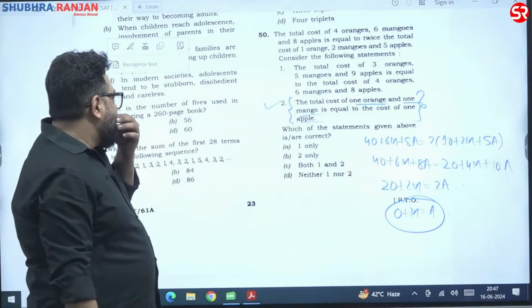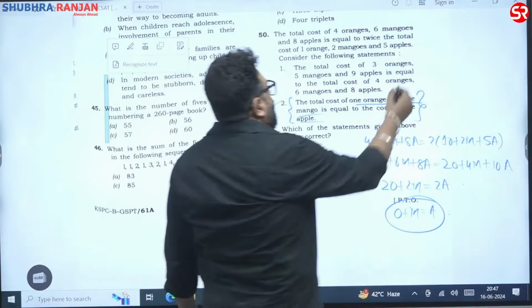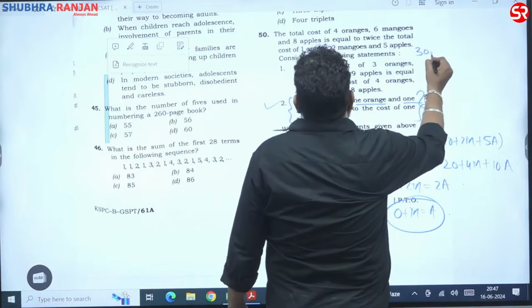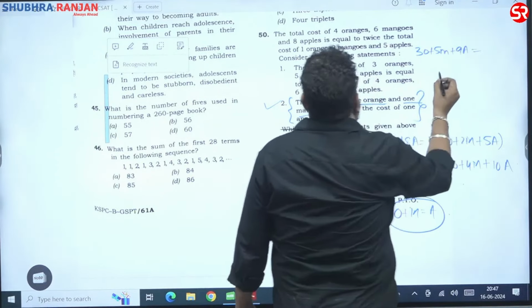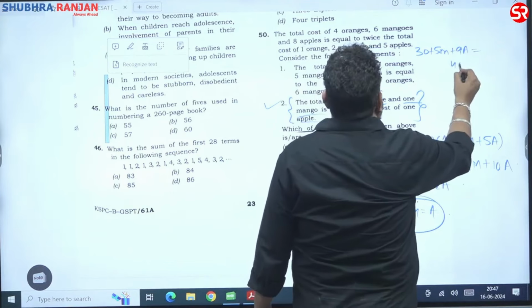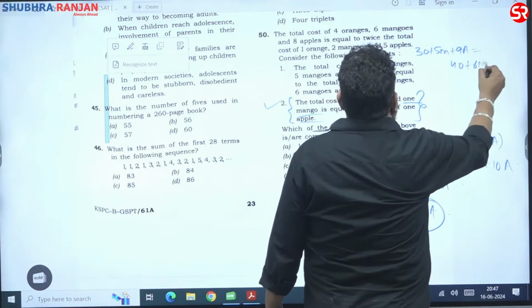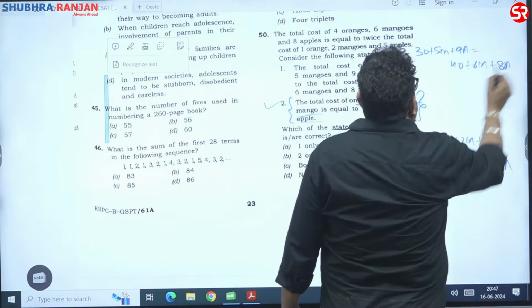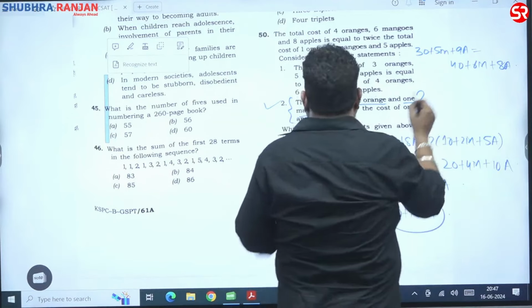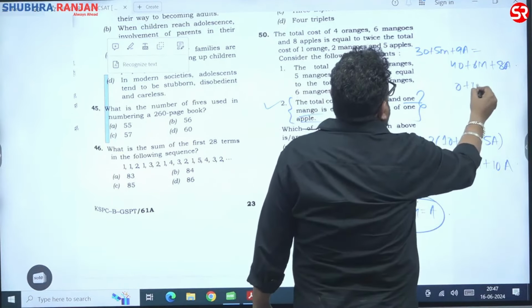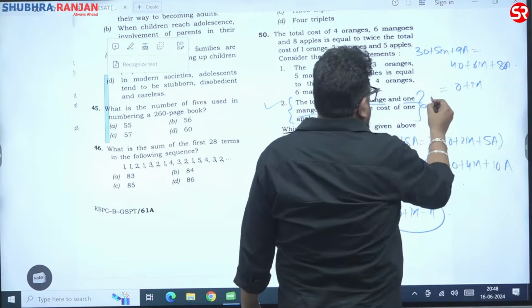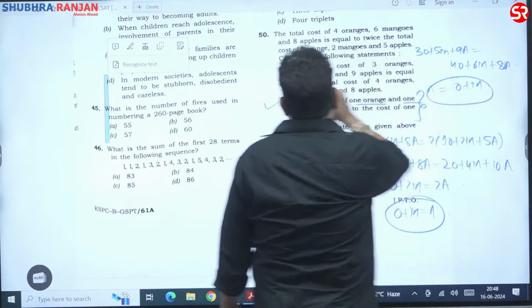Then statement number 1, total cost of 3 oranges plus 5 mangoes plus 9 apples is equal to total cost of 4 oranges plus 6 mangoes plus 8 apples. Again, this is giving you the same thing. Orange plus mango is equal to apple. Yes, this is also true.